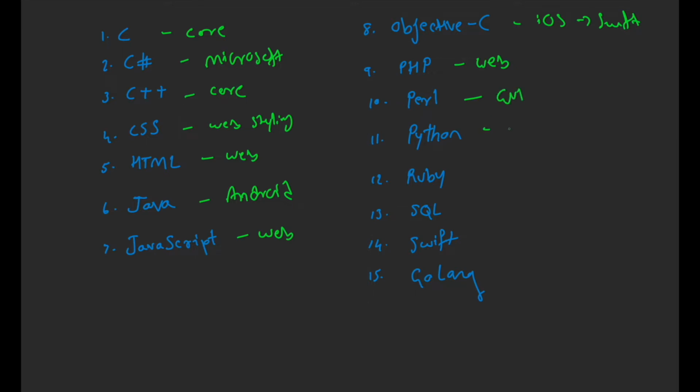Python, one of the most powerful languages, and easy. Ruby, we use it for data analysis. We have SQL for DBMS, or database management system. Swift, primarily used by all the Apple platforms. Golang, used by Google for all of their platforms. So this is what we'll cover, and let's dive deep into each of them.